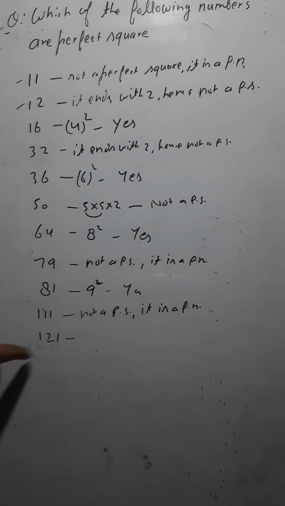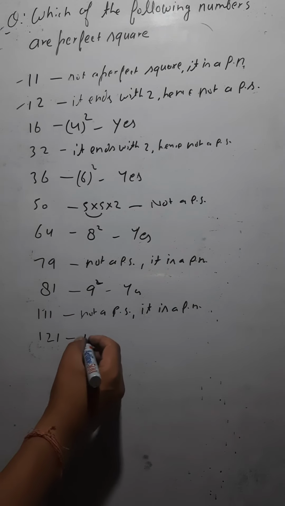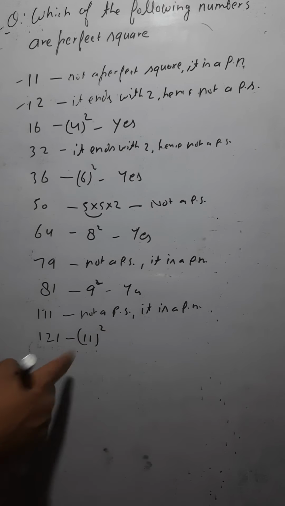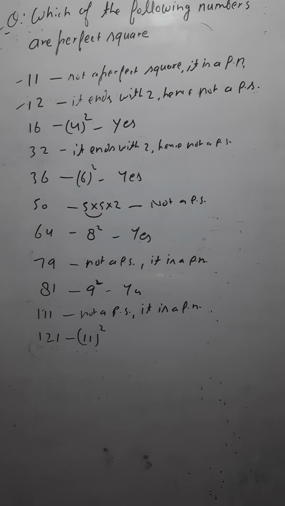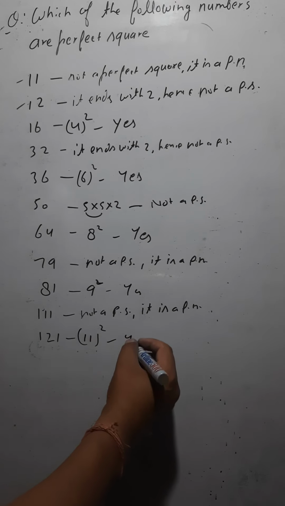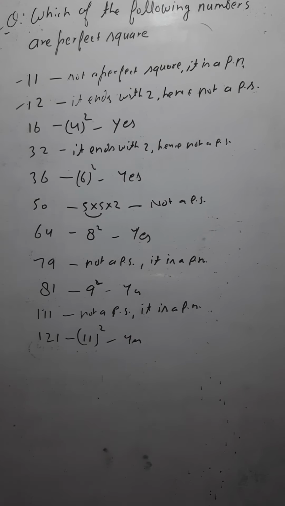121 is a perfect square. If you see, it is the square of 11. If you are multiplying 11 two times, 11 times 11, you would be getting 121. So yes, it is a perfect square, isn't it? So this is how we would do the given question.